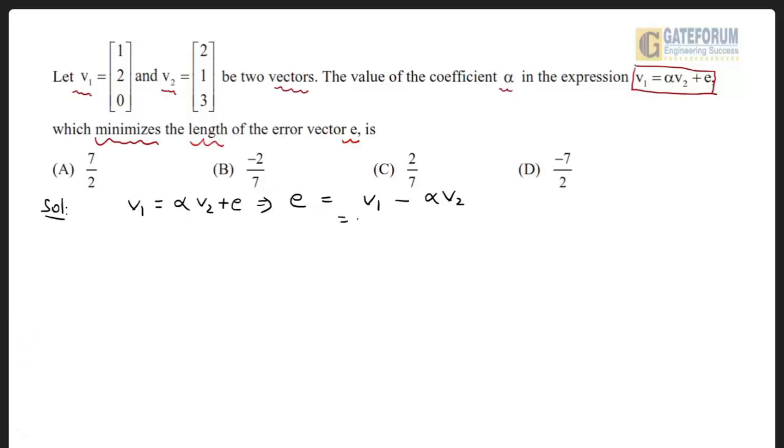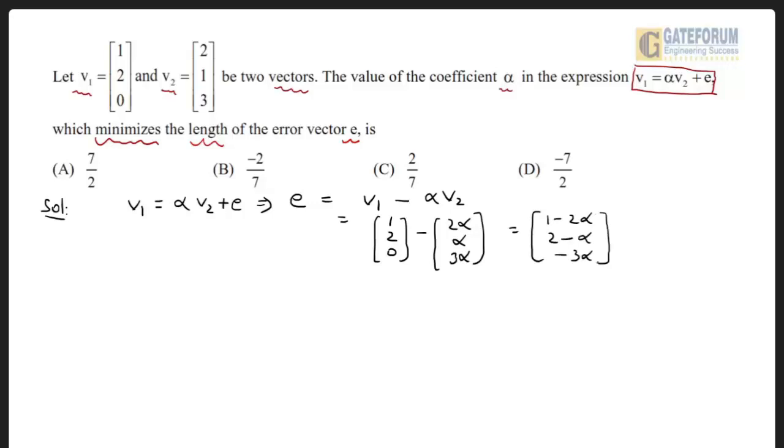Now, this is V1, column matrix 1, 2, 0, minus alpha V2, which means every element of V2 multiplied by alpha, giving 2 alpha, alpha, 3 alpha. Just like the difference of two matrices, take the difference of corresponding elements: 1 minus 2 alpha, 2 minus alpha, and minus 3 alpha. Now this is again a column vector.